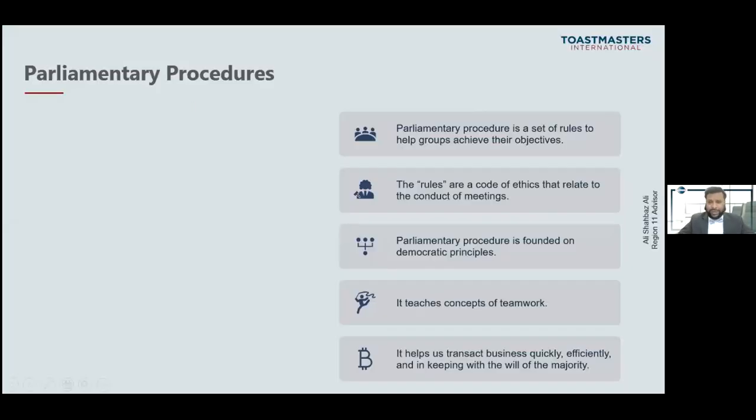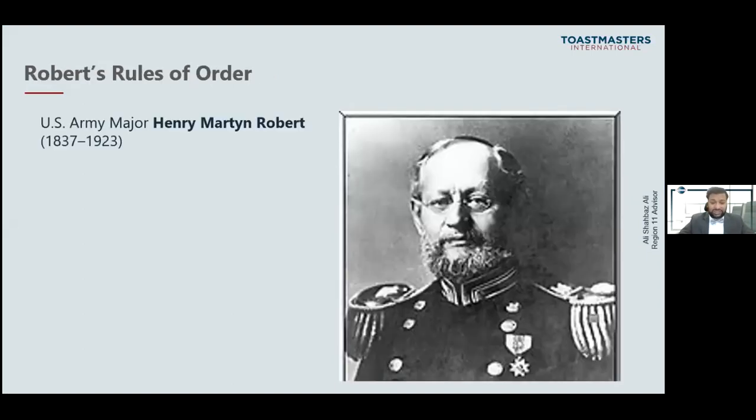We discussed why we need parliamentary procedures in the previous session, how it benefits us, and how it saves the rights of the minority and majority rules to transact business quickly and efficiently, and why Toastmasters International recommends us to follow parliamentary procedures. We also discussed Robert's Rules of Order, and some history about how Henry Martin Robert came up with his first book when he experienced disputes in his own meetings, and that led to Robert's Rules of Order.